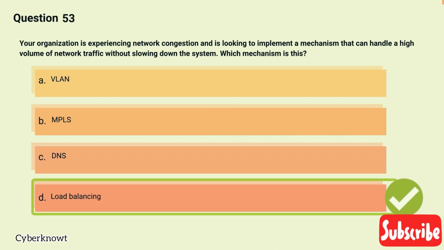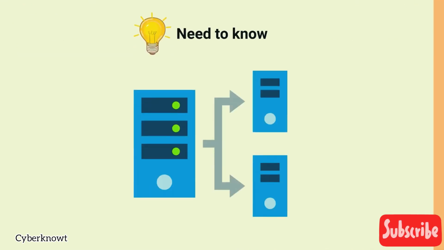Load balancing. Explanation. Load balancing is a mechanism used to distribute network traffic across multiple servers to handle a high volume of network traffic without slowing down the system.